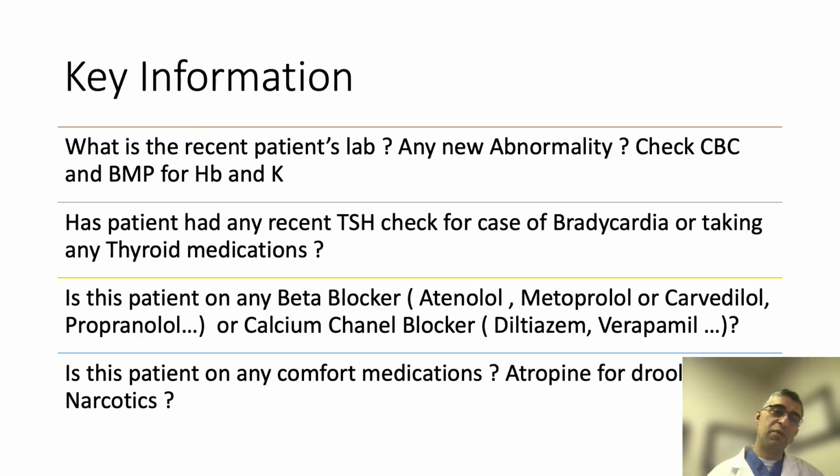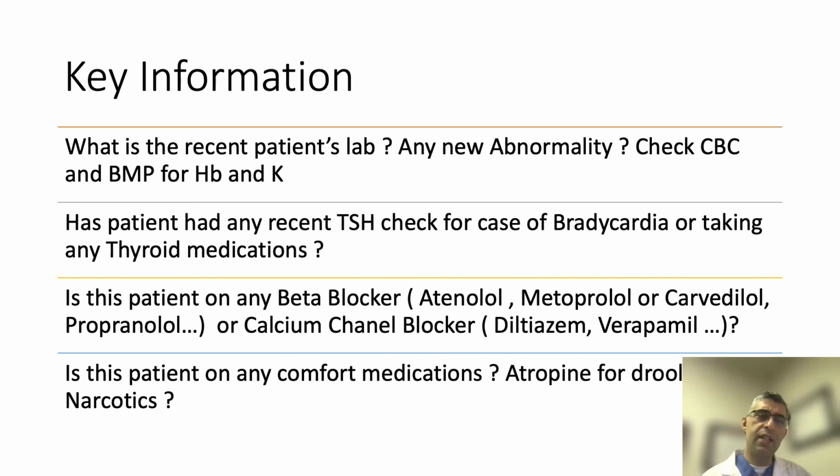And the last slide will be the key information. What is the patient's recent lab? I told you, before the telephone encounter, the key information should be pulled out. The recent lab, looking for CBC. I want to check hemoglobin, and I want to check in the basic metabolic panel potassium, because the potassium change can cause arrhythmia, heart rate fast, heart rate low. I need to know any new abnormality.